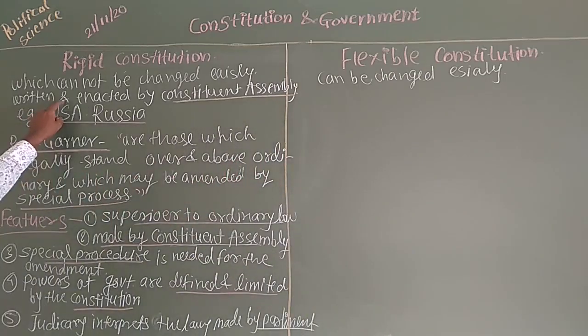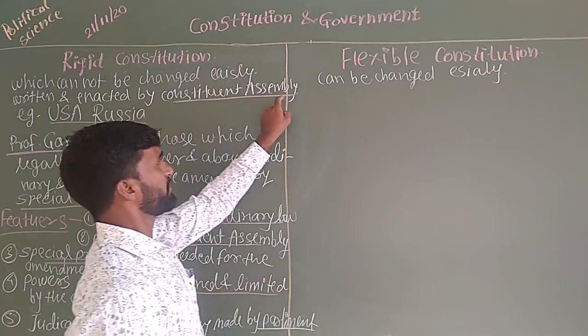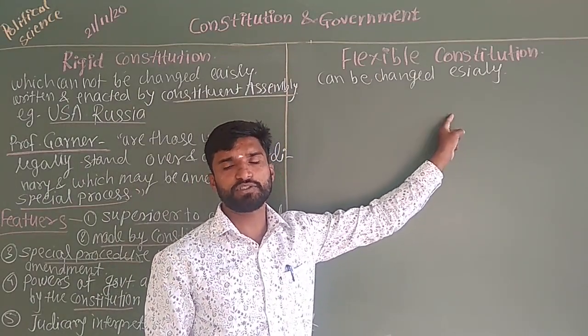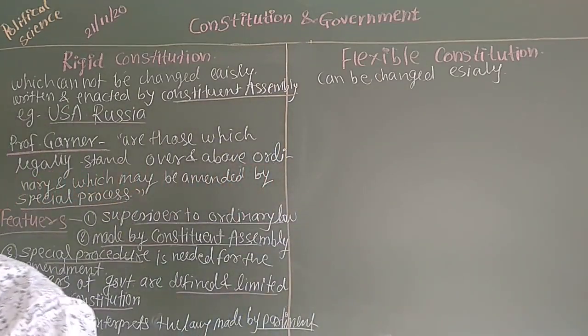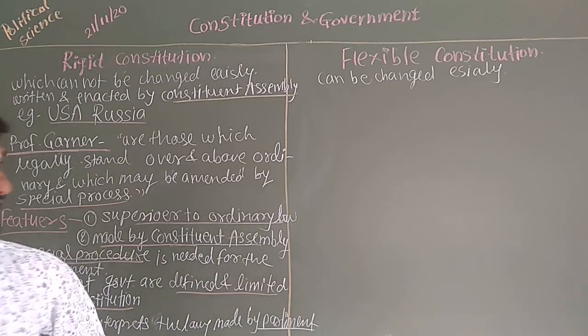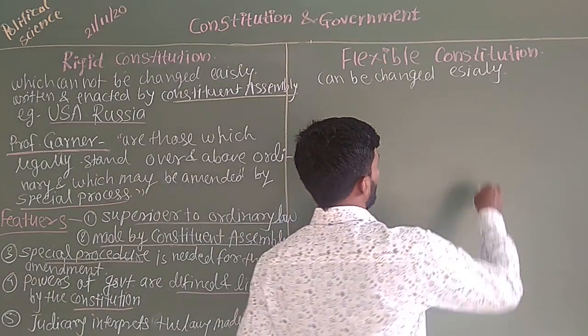Here, in the rigid one it is written and enacted by the Constituent Assembly, but here Parliament can enact the laws. It is going to be changed in the same way as the passing of an ordinary law. Flexible constitution. In this type, special methods of amendment are not required. A special procedure is not required here.